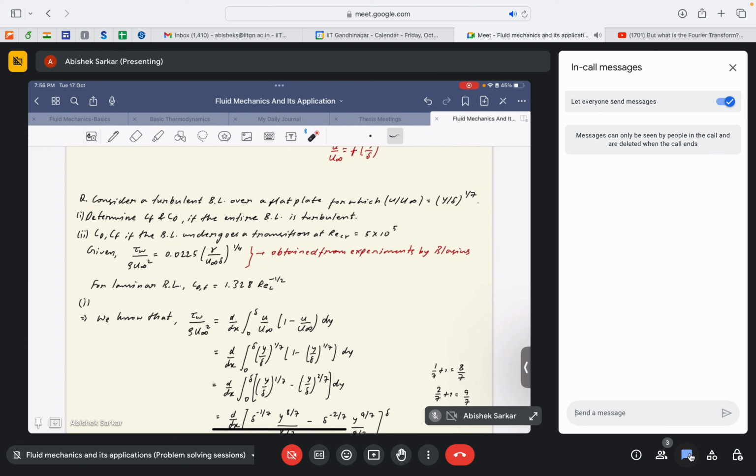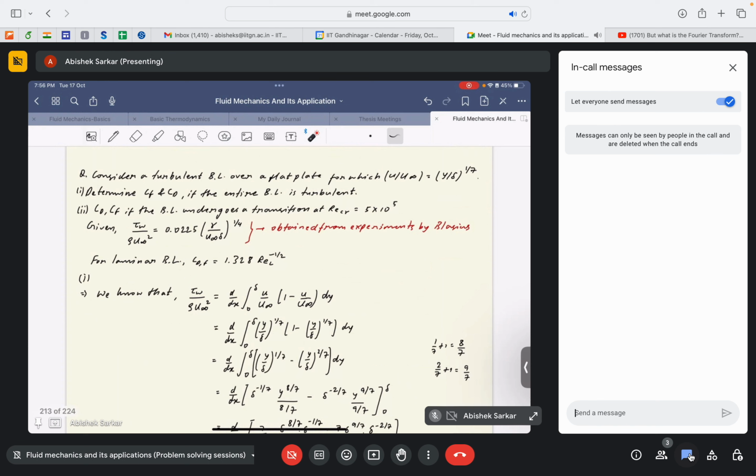Secondly, CD again, we need to evaluate the drag coefficient and the skin friction coefficient if the boundary layer undergoes a transition at a critical Reynolds number given by 5 into 10 to the power 5. This is the standard value for flow over a flat plate. There might sometimes be maybe 3, it's fine, but it is usually of the order of 10 to the power 5.